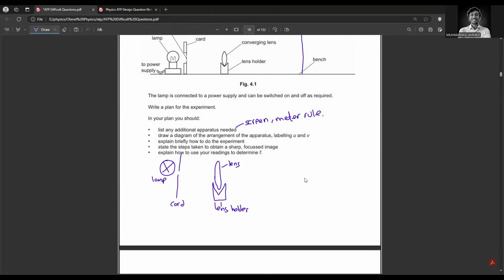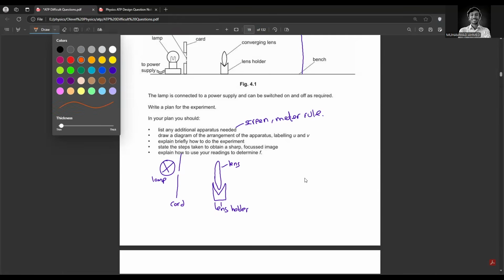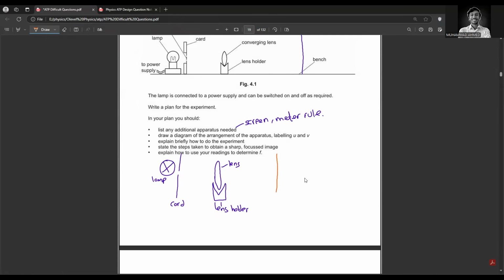And you will also have to draw a screen here. This carries a mark. Whatever additional apparatus you write in the first point, you have to draw it in the diagram as well. Also, you have to label U and V. What is U? U is the distance from the center of the object to the center of the lens. What is V? The distance from the center of the lens to the screen.